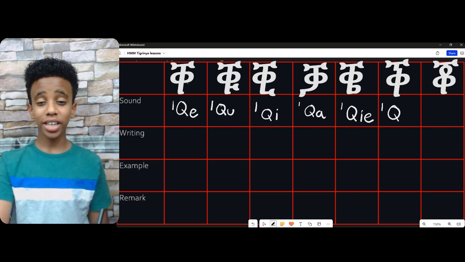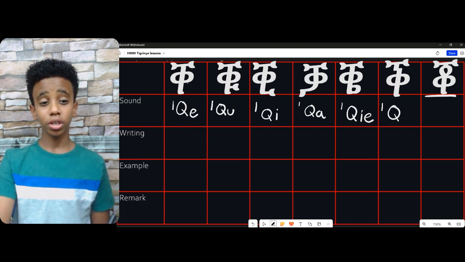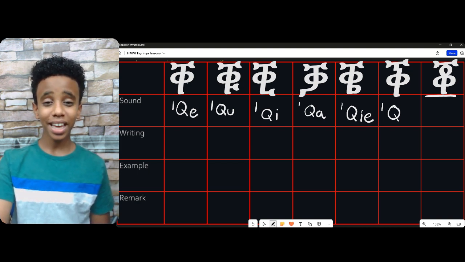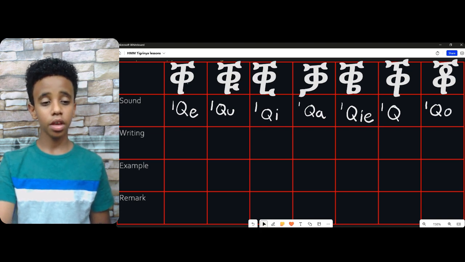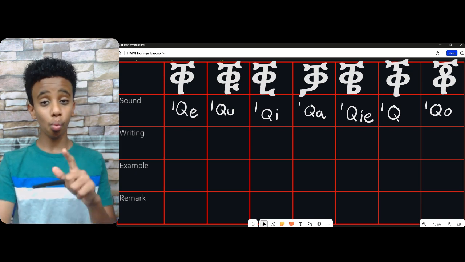Our last letter is the letter O. O. And if you were to write the letter O in Tigrinya, in English, I made the same mistake. If you were to write the letter O in English, you would write it as apostrophe Q O. O. Now I'll say each letter one more time.